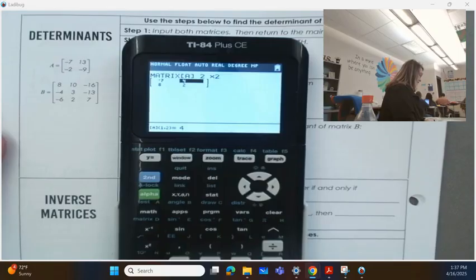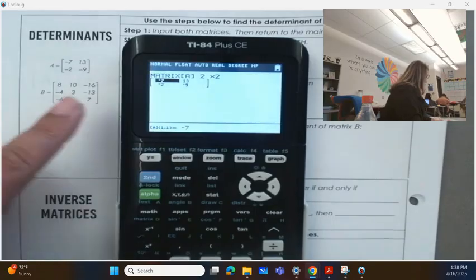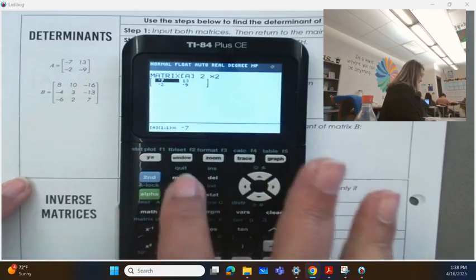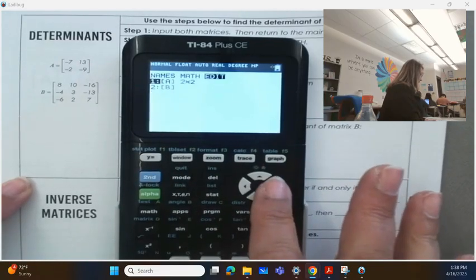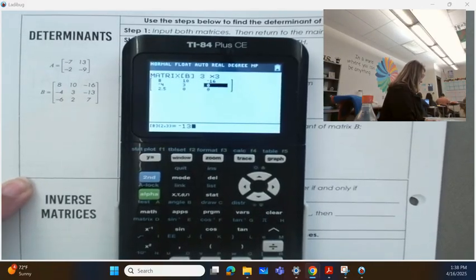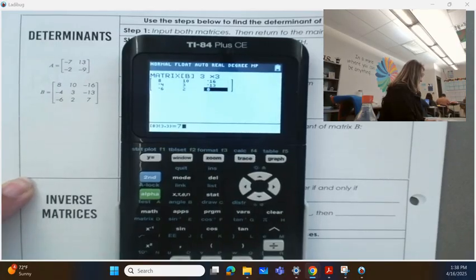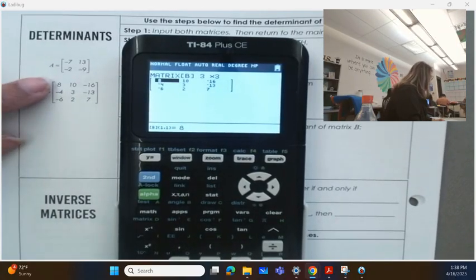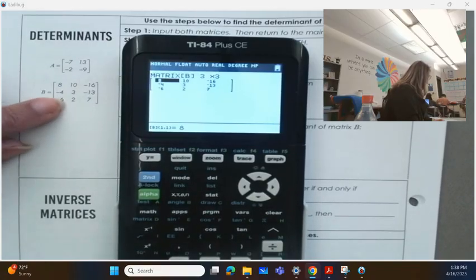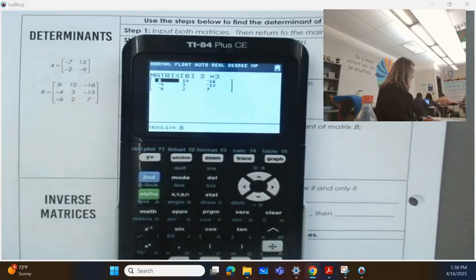-7, 13, -2, and -9. Again, I always like to enter them in horizontally and then go back and look at them vertically. So I got that one in under A. I'm going to put this 3x3 in under B. All right, again, I typed them in horizontally, so I'm going to check vertically now real quick just to make sure all of my negative signs are there like they're supposed to be there.